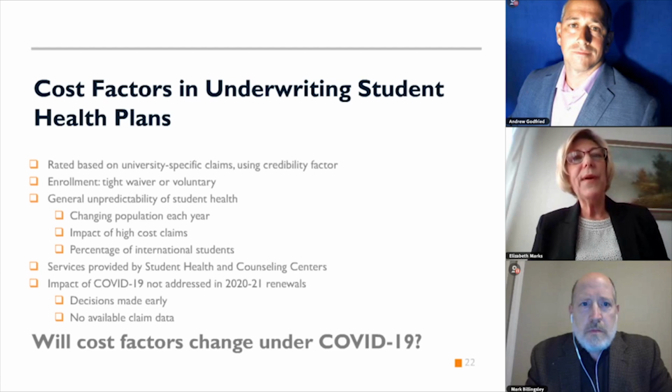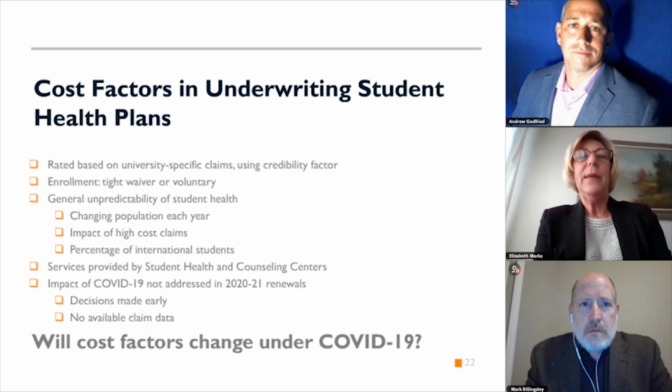Another key factor is the services provided by student health and counseling centers. For example, most student health centers provide excellent primary care. The counseling centers are there to be able to manage the plans very effectively. And then basically, the charges from the student health center are much lower than going out to an outside provider. And finally, when the renewals were done for 19, 20, 21, typically they were done early in February and March. And really, COVID was just emerging at that time. The decisions were made early, and we did not have any available claim data.